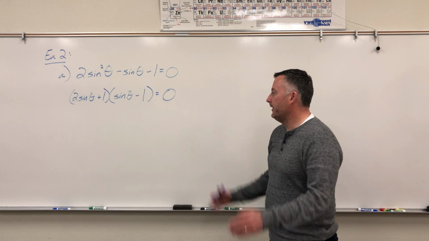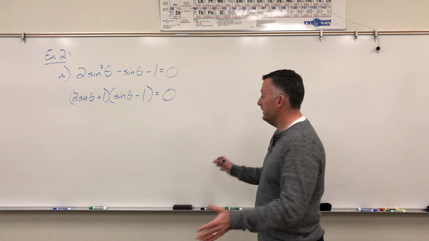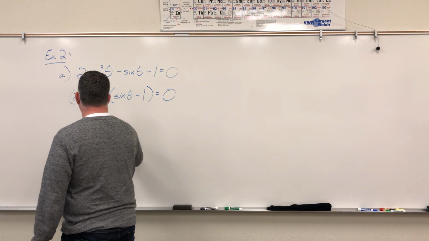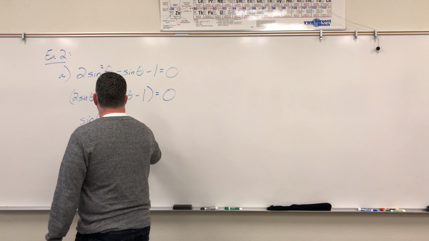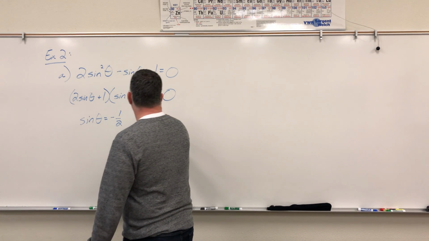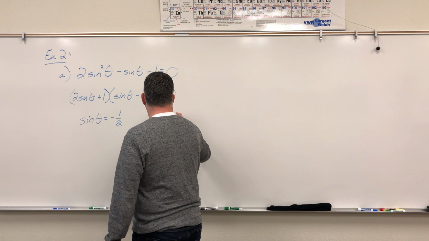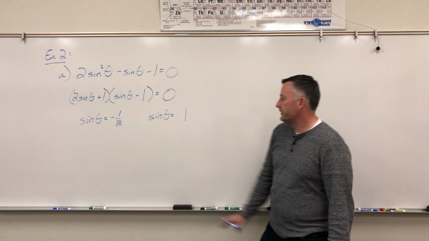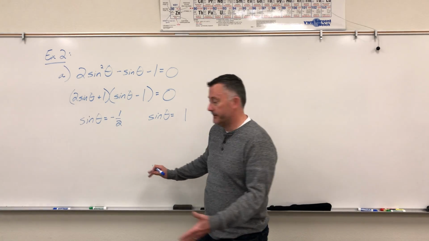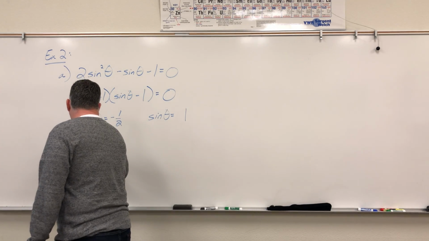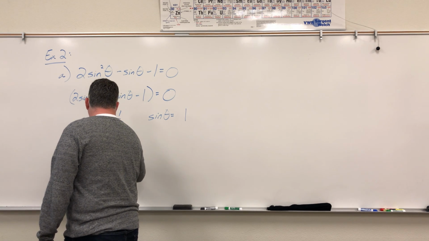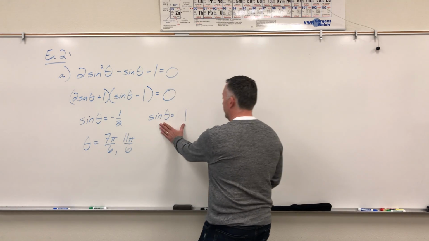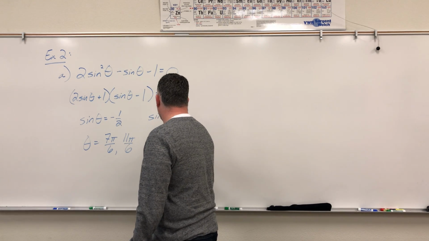And then once it's factored, just solve each factor for 0. So sine of theta would equal -1/2. Hey, we've seen that before. Or sine of theta would equal +1. For the first one, we just solved it. That was the first example we did. So the answers are still 7π/6 and 11π/6. And then for this one, sine of theta equals 1.